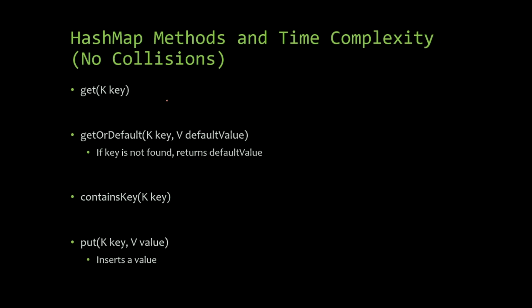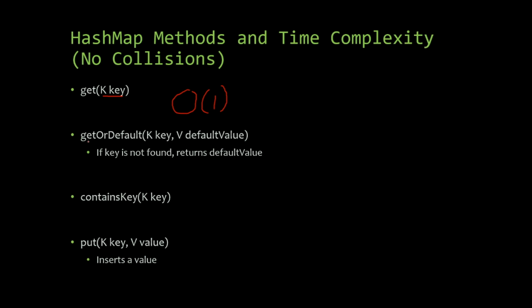Now, in order to effectively use hash maps in our algorithms, we should definitely know the time complexity of hash map methods. For get, if we have a key, then we can just convert it to a hash code, which takes constant time. If we know the hash code, then we can use it as an index to find the appropriate value. So this time complexity is constant.